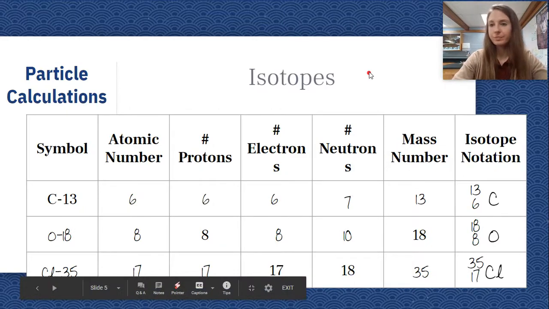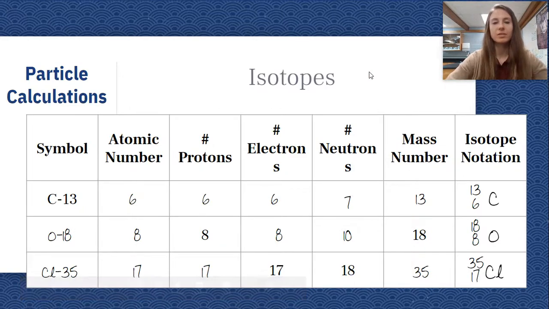And that is all we are going to cover today: just the basics of isotopes, what they are, and how to do the calculations pertaining to isotopes.